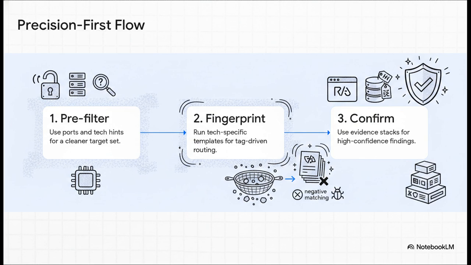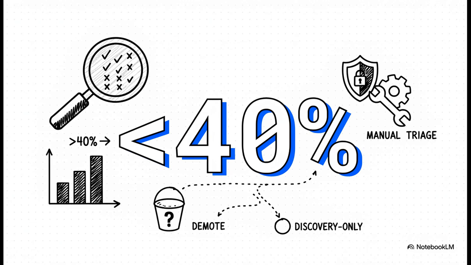First, you pre-filter. You narrow down your targets using basic stuff like open ports or technology hints. Then, in stage 2, you fingerprint. You run very specific templates just to confirm what technology you're looking at. And only then, in the final confirm stage, do you run your heavy-hitting vulnerability templates, the ones with strong evidence stacks and negative matchers.